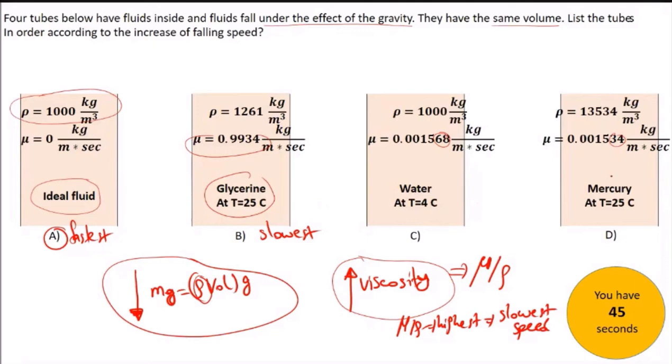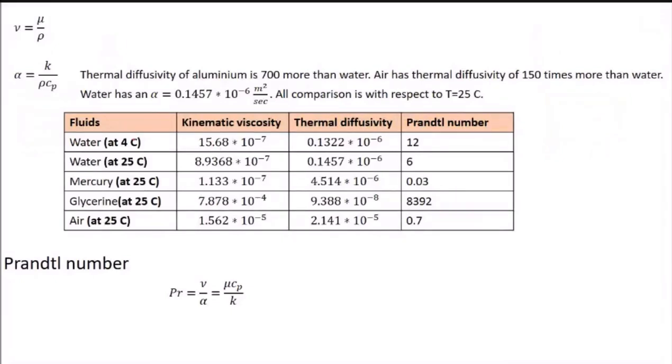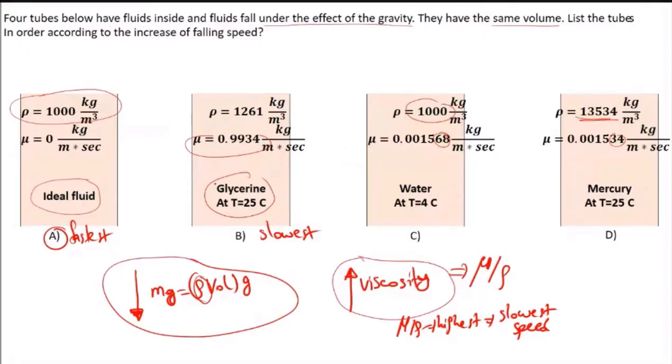If you compare mu by rho of the mercury with water, mercury has high density and water has low density, but we should look at the ratio of mu by rho for mercury and for water. I've calculated the values here. For 4 degrees Celsius, mu by rho for water is this amount, and for mercury it is this amount. It is smaller than water, which means that mercury will fall faster than water. If you list it, you will have the fastest as A, then the slowest as B, then the water, and then the mercury.